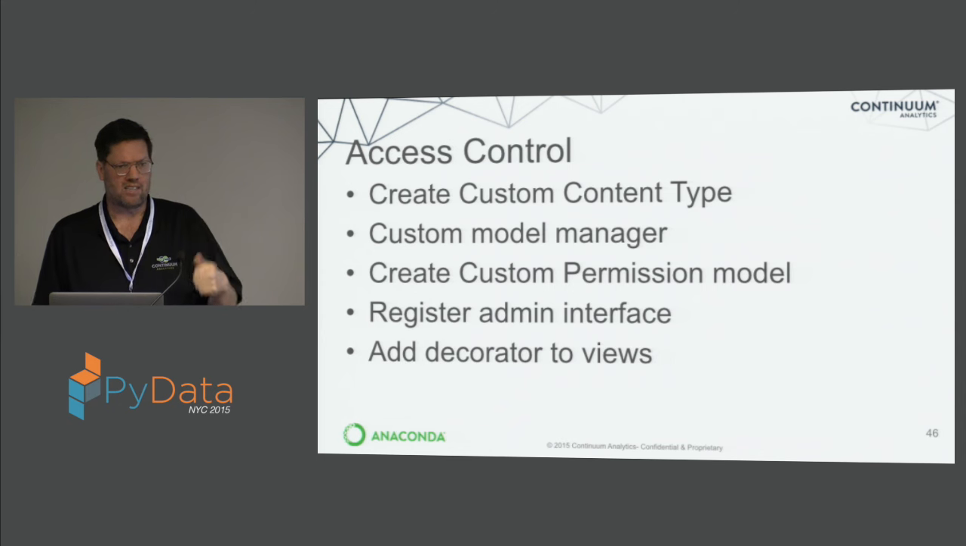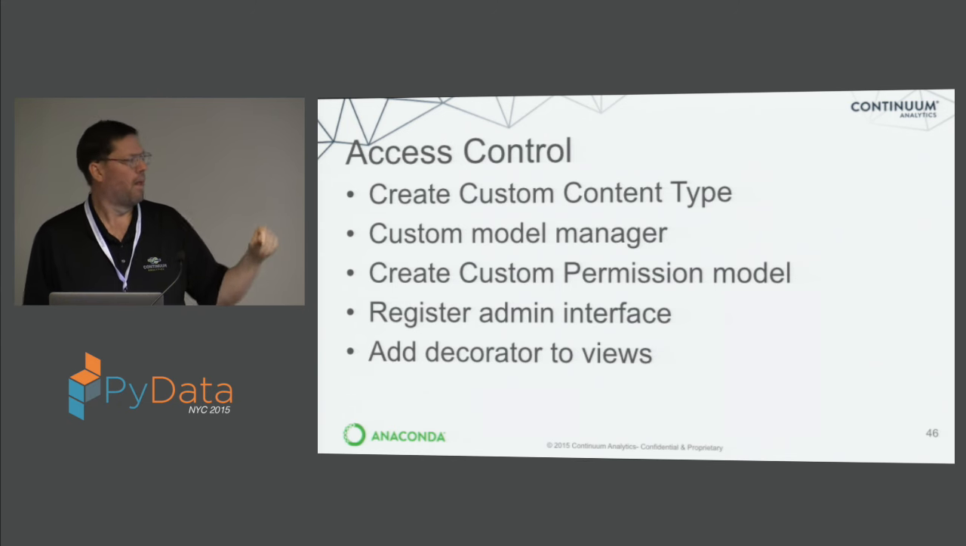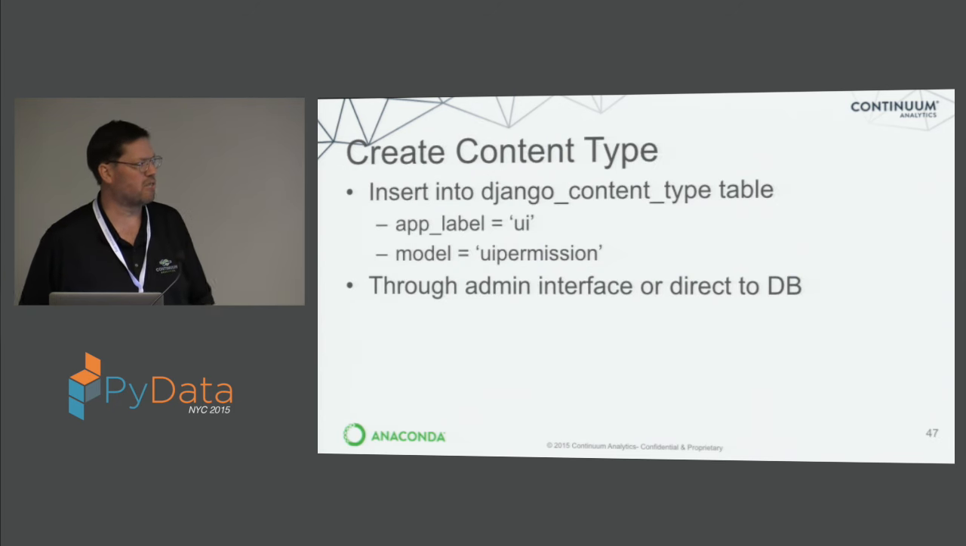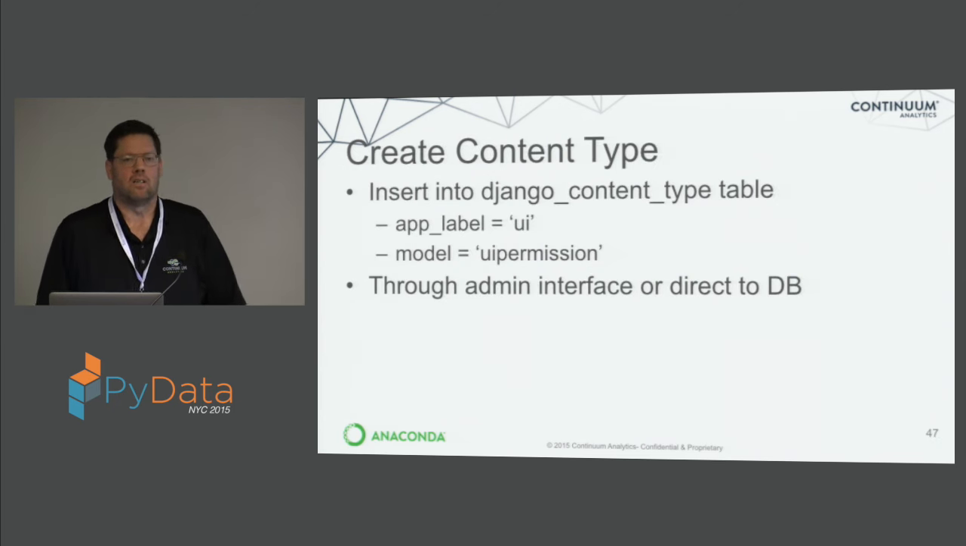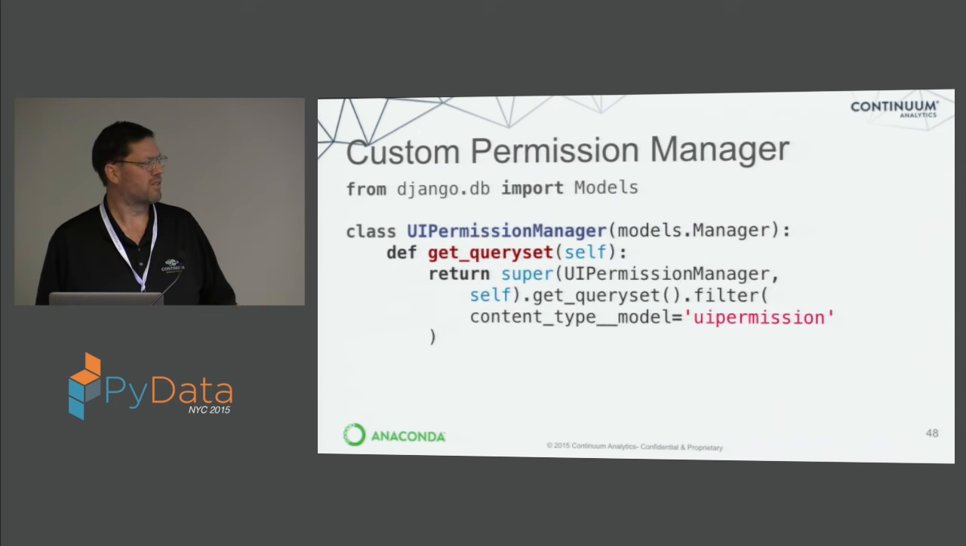So first we had to create a custom content type and a model manager, as well as a custom permission model that's based on the permissions. Then we had to register it, and we add a decorator to the views. It's a little bit more of a complex process, but you can see that each of these pieces is actually very small. With the content type, it's simply an entry in the database, in the Django content type table, and you can either do it directly in the database or through the admin interface.